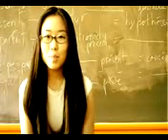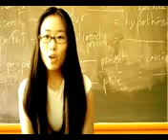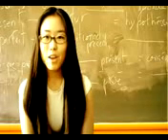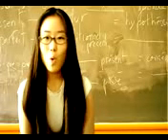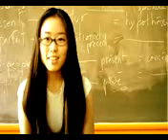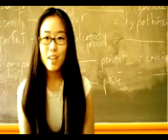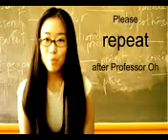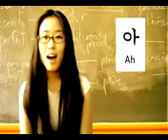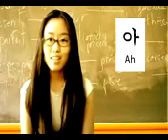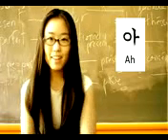Now let's go over the syllables. In the first round, I'll rehearse it to you. Ready? A, ya, eo, yeo, o, yo, u, yu, eu, i. Now for the second round, repeat after me. A. It's like saying, I get it.